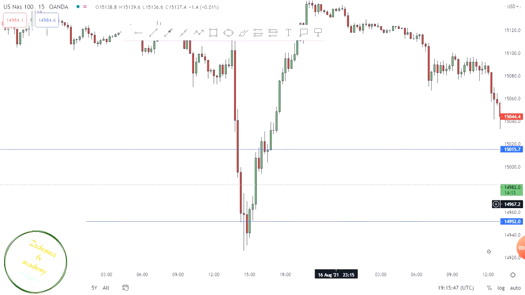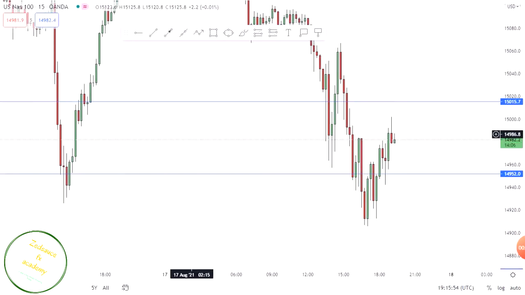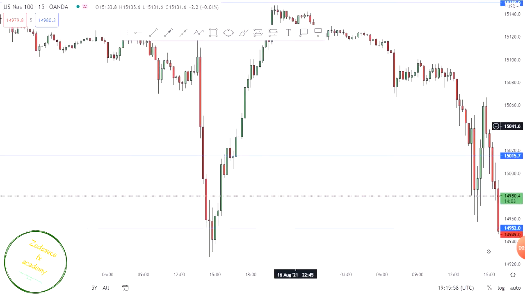So on today's topic, I just want to share with you guys how you can scalp the NAS100 and VIX75. So we will start with the NAS100.